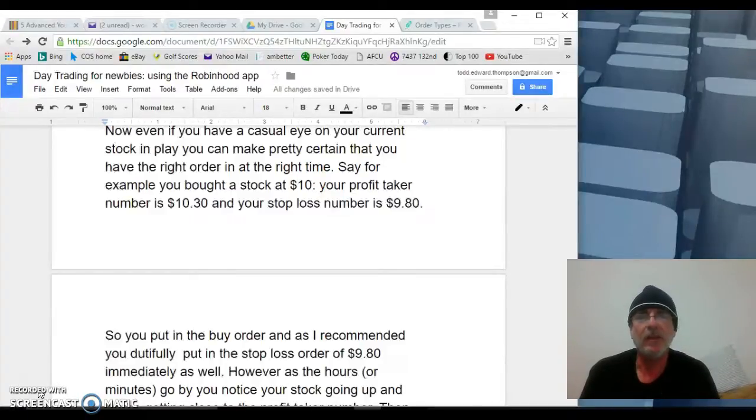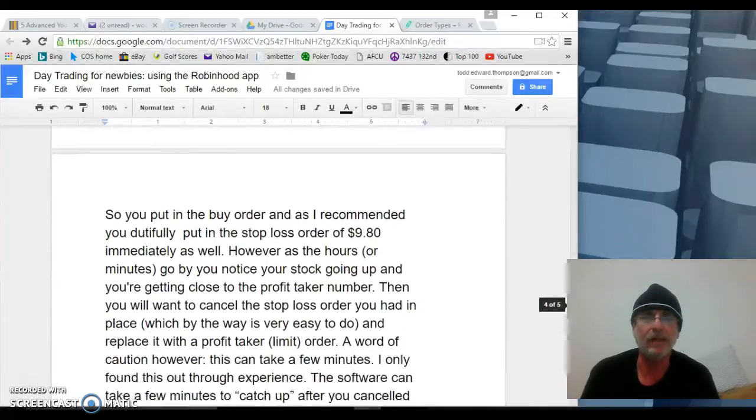Say, for example, you bought a stock at $10. Your profit taker number is $10.30, and your stop loss number is $9.80. So you put in the buy order, and as I recommended, you dutifully put in the stop loss order of $9.80 immediately at the same time.